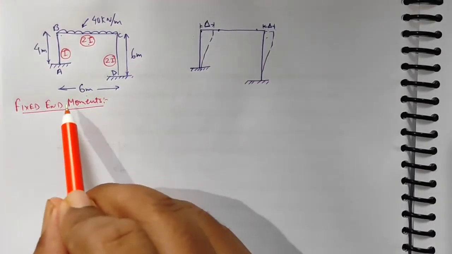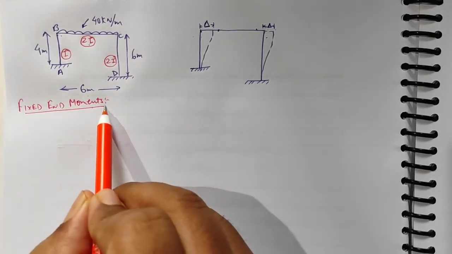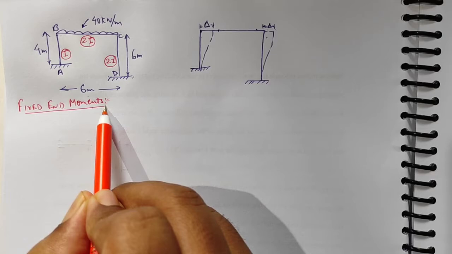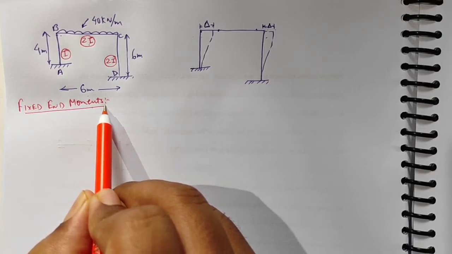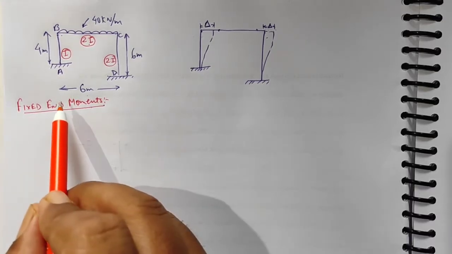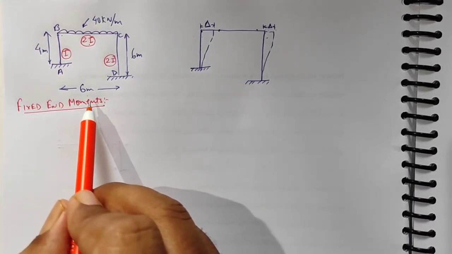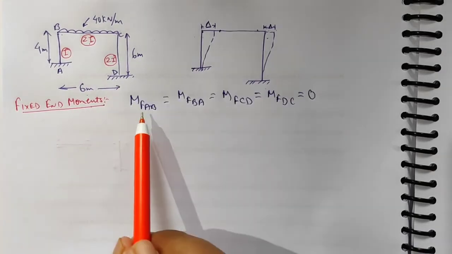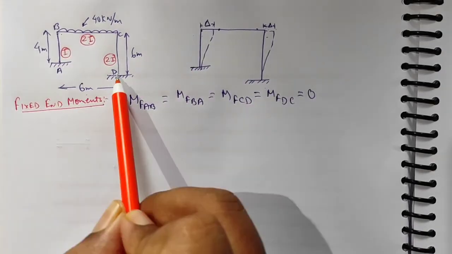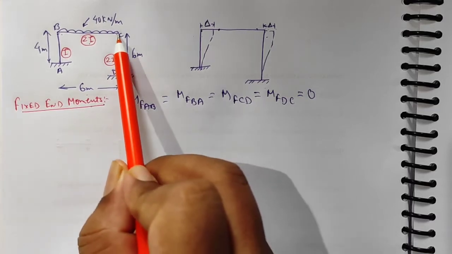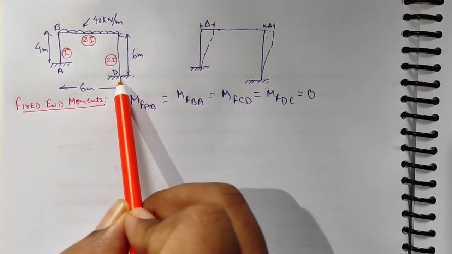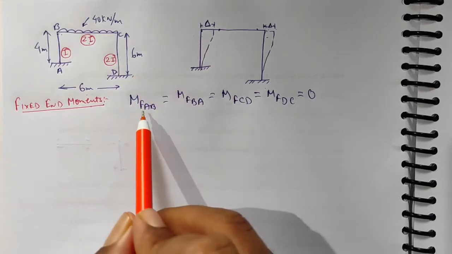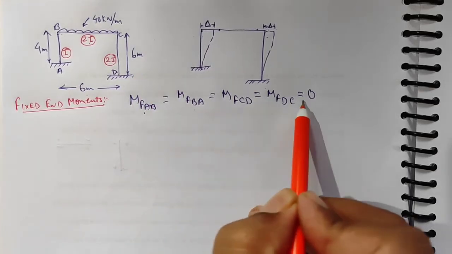Our first step is to find the fixed end moments, as we have previously solved in the non-sway frames of the slope deflection method. Students who are new to this video can refer to my previous video for the numerical related to non-sway frames. First of all, we'll find the fixed end moments. We know that for members not loaded with any type of loading, the fixed end moments are equal to 0.